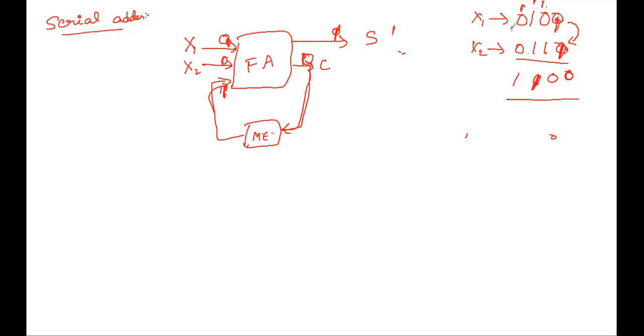So for a larger number of bits, what happens? We have a single full adder and only one memory element, because the carry is one bit, either 0 or 1. So we require only a single memory element. Simple: one full adder with one flip flop. So you can perform addition of any number of bits.